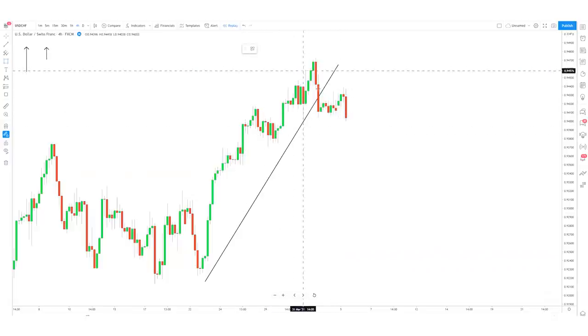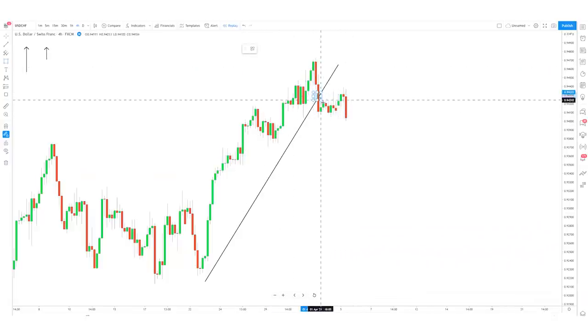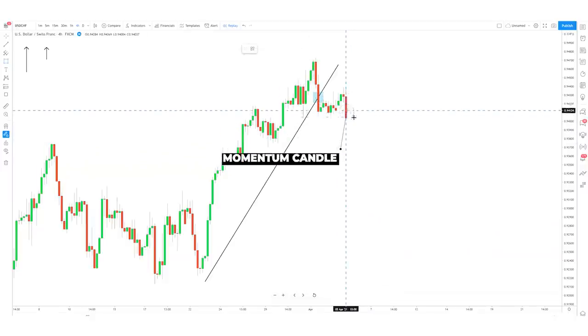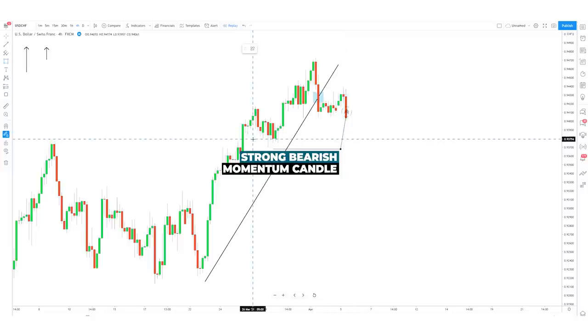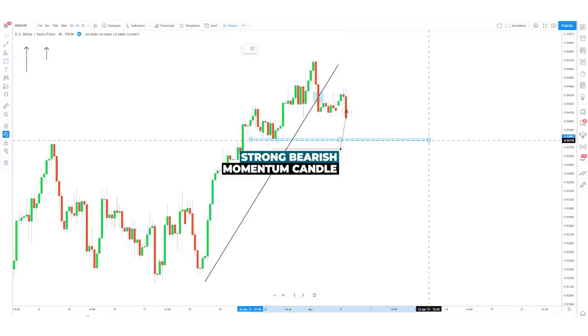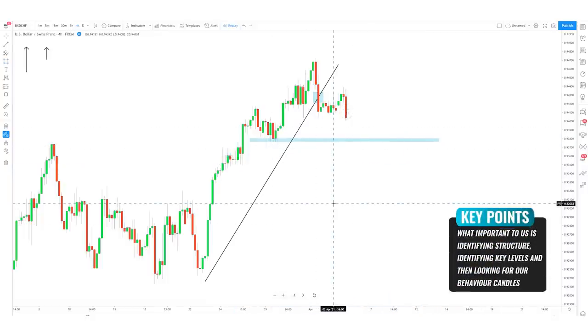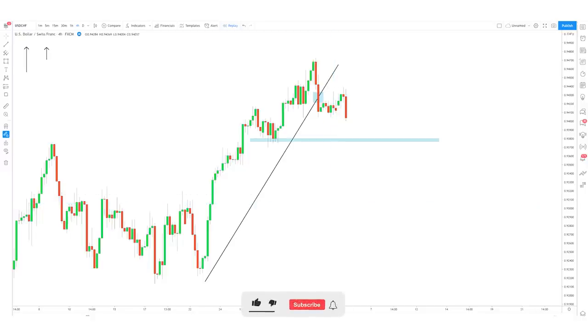We don't have a real clear directional bias. We're now starting to break this trend line for the first time in a long time, but we're not ready to take a trade. Even though we can start to identify a strong bearish momentum candle here, we need to hold tight a minute. What we want price to do is take out a key level in the market. Now, we've spoken about this before. What's important to us is identifying structure, identifying our key levels, and then looking for our behavior candles. So let's wait patiently. We know that there's a chance that price will continue down.